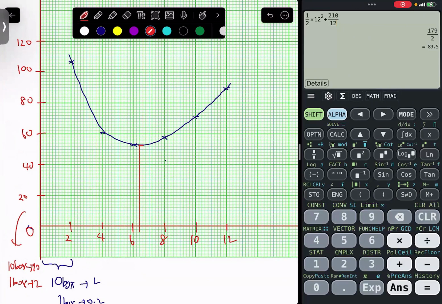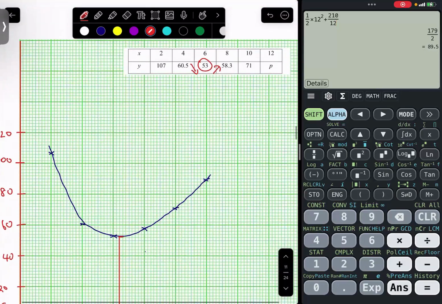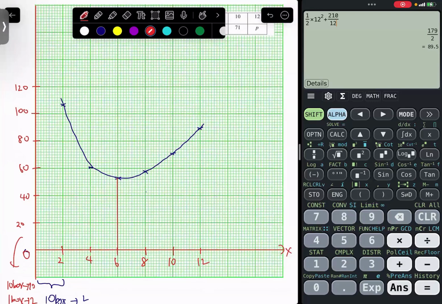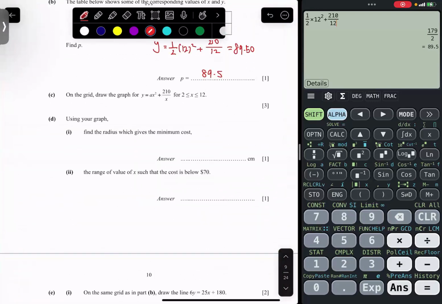Actually, it's very hard to say, so I'll probably just put 6 as the minimum one, because over here it's going up. Okay, find the radius which gives the minimum cost.